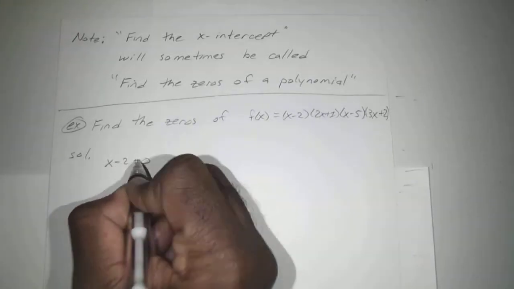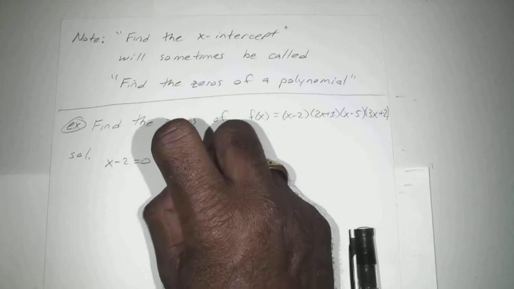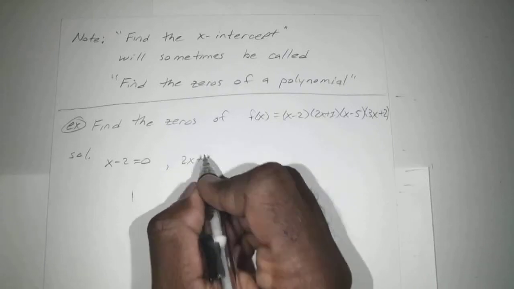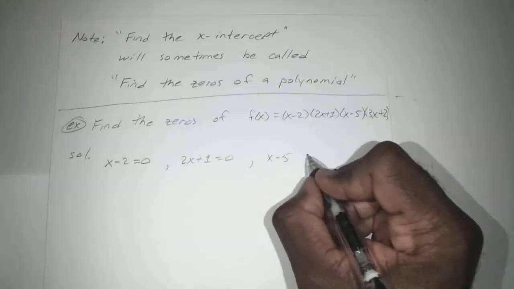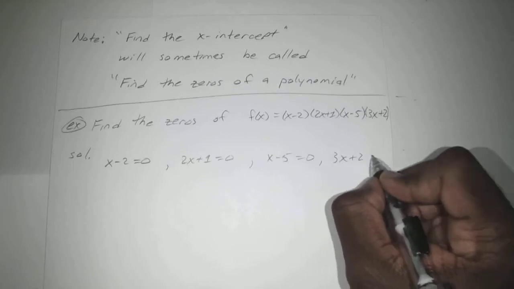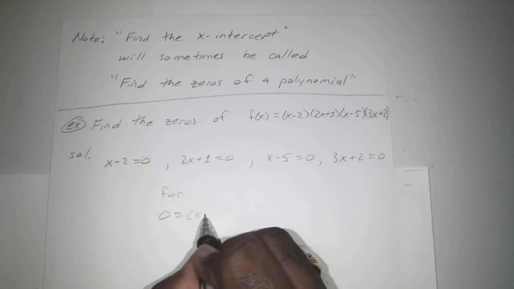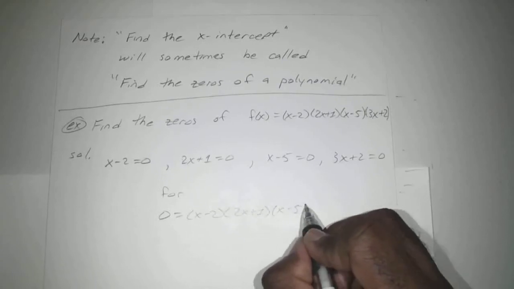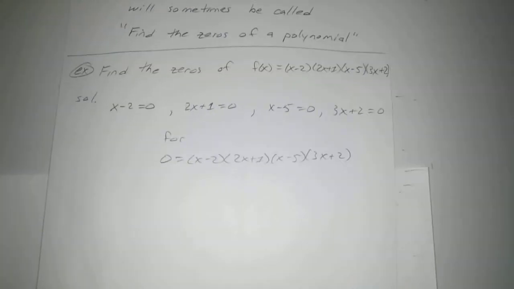So x minus 2 can equal 0. 2x plus 1 can equal 0. x minus 5 can equal 0. Or 3x plus 2 can equal 0. Because we're looking for 0 equals x minus 2, 2x plus 1, x minus 5, and 3x plus 2. Okay, so that's our x-intercept.